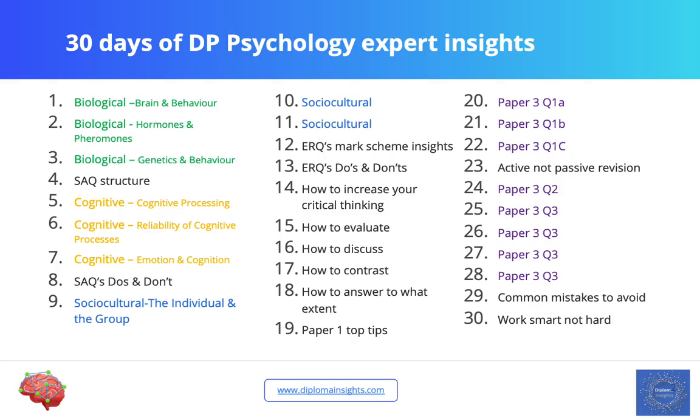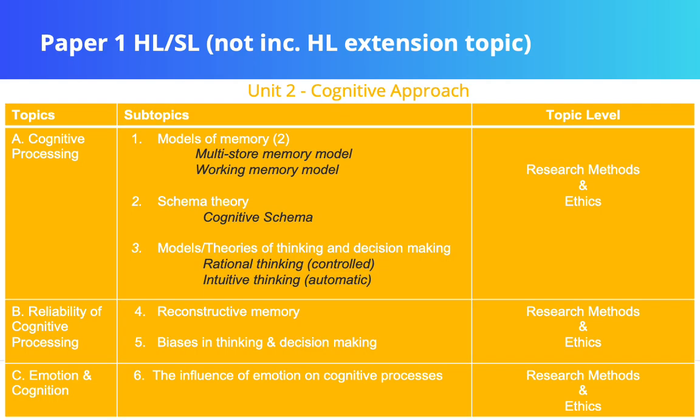We're beginning to look at the cognitive approach today, which can be broken down into 3 main topics. Remember, these are not including the high-level extension topic. The 3 topics can be further broken down into 6 subtopics.